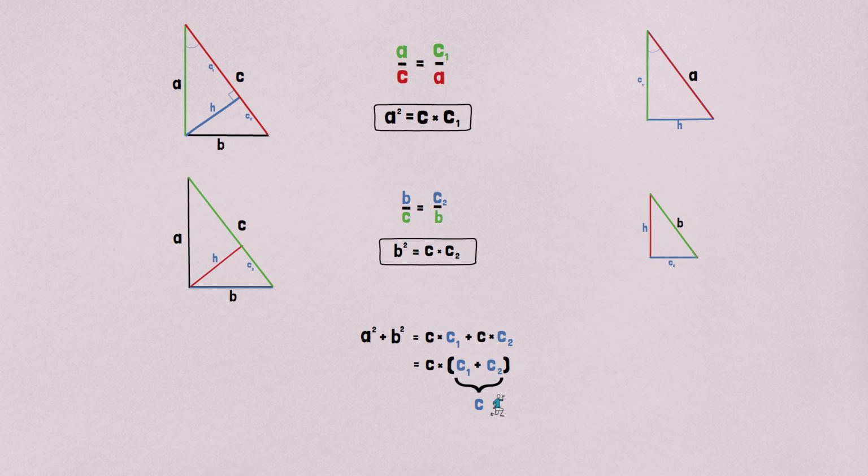So we get C times C on the right side, which is C squared again, so we can conclude that A squared plus B squared equals C squared. That's it. It wasn't so bad, was it?